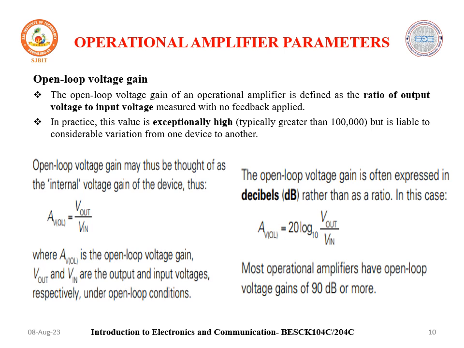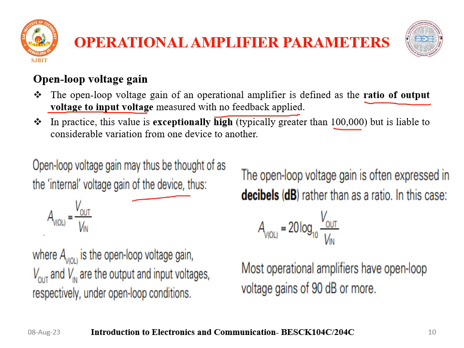In the operational amplifier parameters, the first one we are considering is open loop voltage gain. What is the open loop voltage gain? The open loop voltage gain of an operational amplifier is defined as the ratio of output voltage to input voltage measured with no feedback applied. In practice, this value is exceptionally high, typically greater than 1 lakh, but it is liable to considerable variation from one device to another. Open loop voltage gain may thus be thought of as the internal voltage gain of the device.